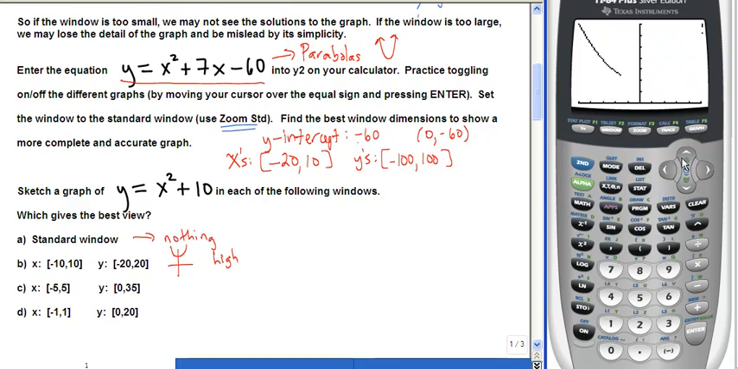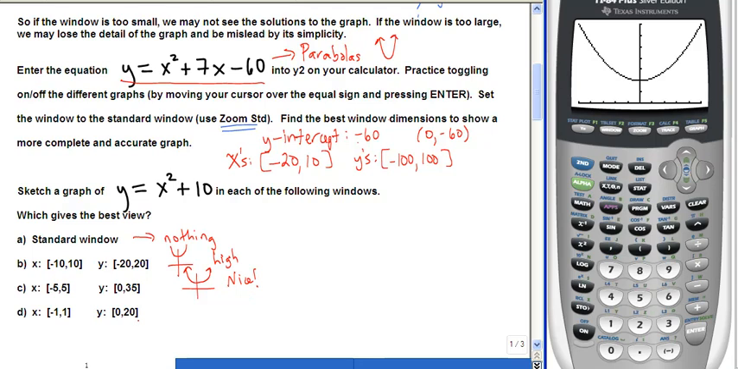Hit Graph, and now that graph has really become the central focus of my window. You can see it nice and clearly. It's hitting right on the y-axis at a height of 10 there because we were going by a scale of 5. So this is a really nice looking graph, I would say.